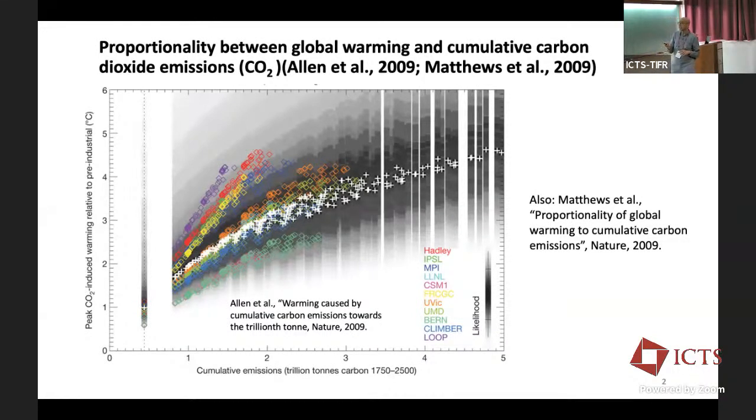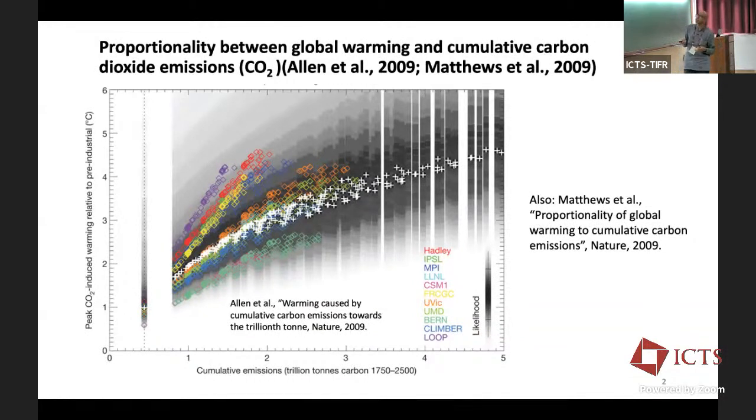So in any given model, pick a color corresponding to a model, and the only difference between all the different points is the emission scenario, and these are all emission scenarios where the emission goes up, comes down to practically zero. So how do you find the maximum warming on the y-axis? Well, it's some linear function of the area under the emissions curve. So this is a feature of the more complicated Earth system models, which have the relevant carbon cycle feedbacks that give rise to this proportionality.